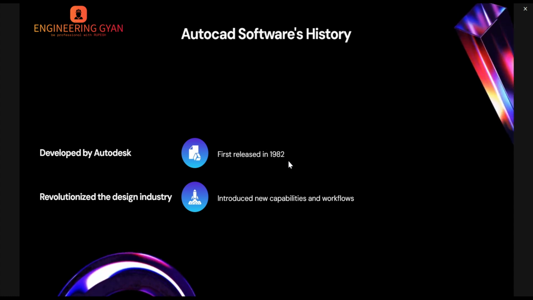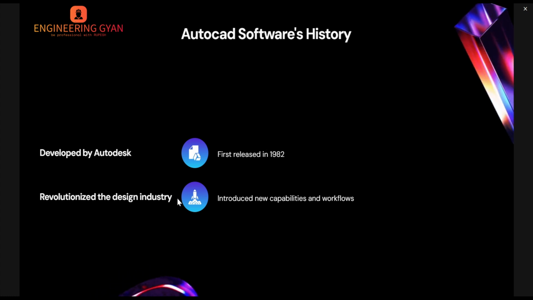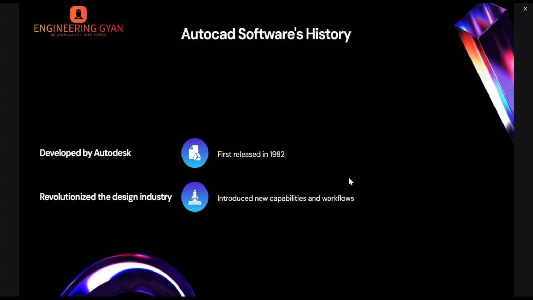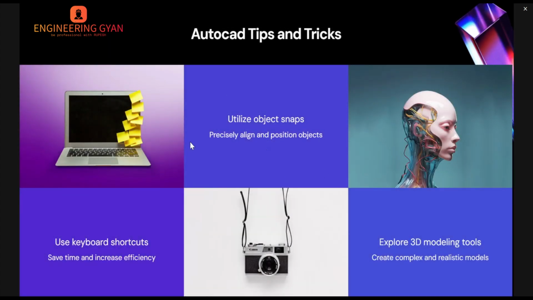3D modeling. AutoCAD supports 3D modeling, allowing users to create three-dimensional objects and scenes. Solid modeling, surface modeling, and mesh modeling are among the 3D capabilities. Parametric constraints. Users can apply constraints to maintain the relationship between objects, ensuring that changes in one part of the drawing are reflected throughout.